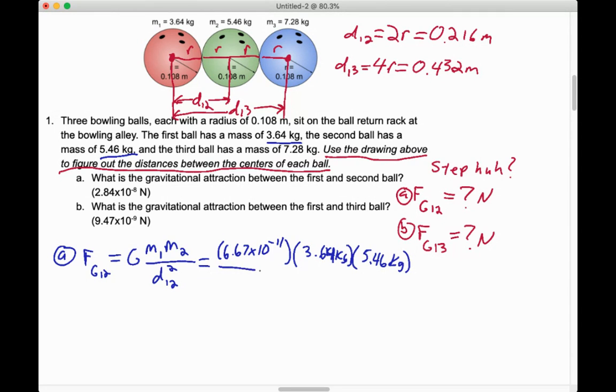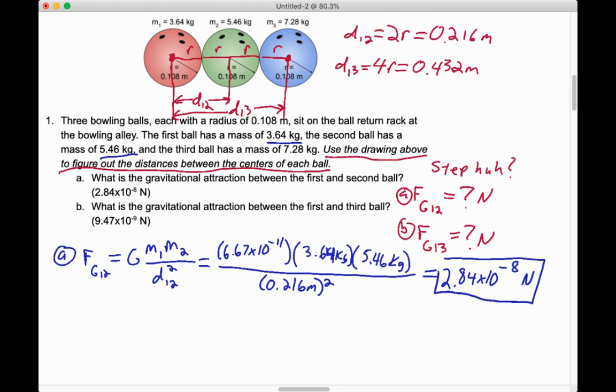And all of this gets divided by D12 squared. So D12 is what we figured out above, 0.216 meters, and this gets squared. So if you do all that in the calculator and you get your order of operations correct, what do you get? You get 2.84 times 10 to the minus 8th, and the units will be newtons because it's a force due to gravity, so its units will be newtons.